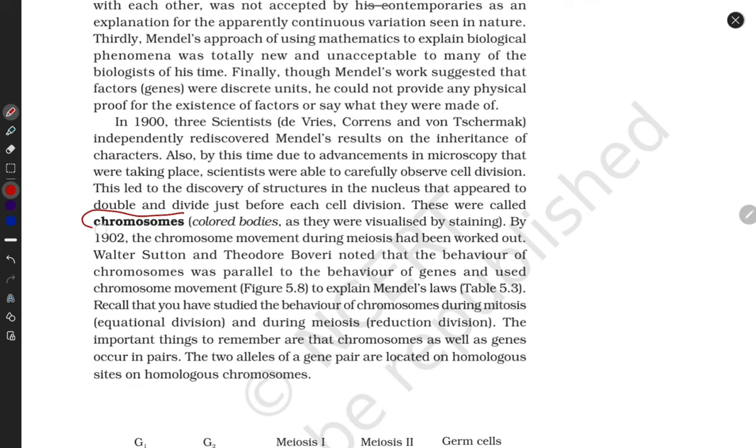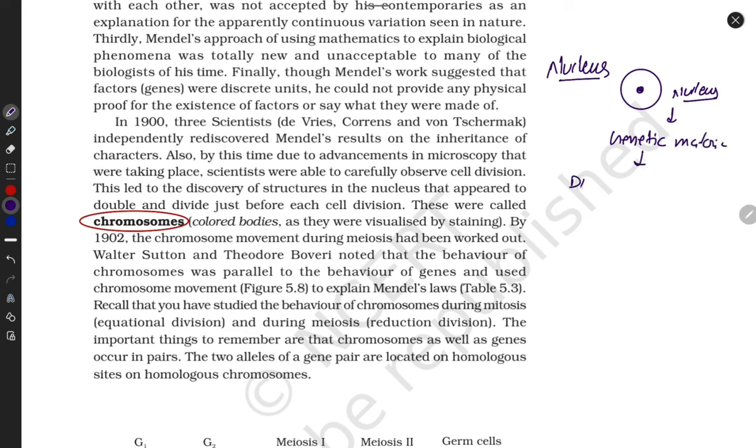Chromosomes, where are they located? Where are they found? Guys, chromosome is present in the nucleus. Yes. We know now there is a cell, it contains a nucleus, it contains many cell organelles like mitochondria, chloroplast, Golgi body, ER. Alright, guys. Now, the nucleus contains our genetic material. Genetic material, we call it DNA, deoxyribose nucleic acid.